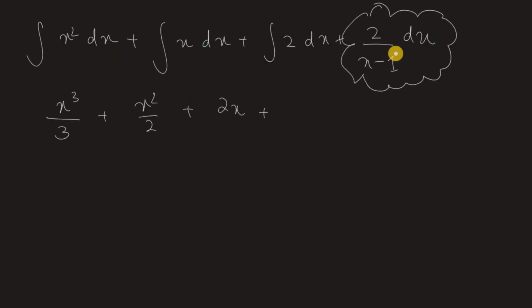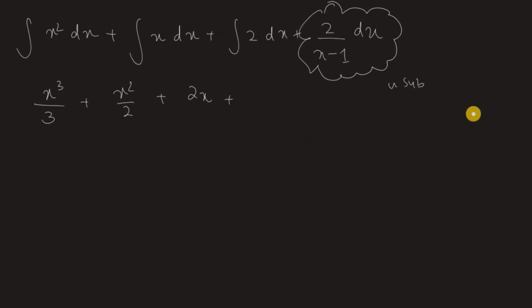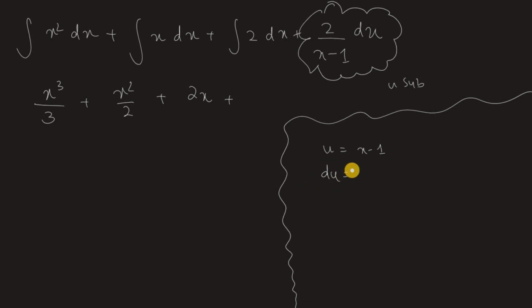Since it's written as a fraction, you need to use u substitution. Okay, u sub. So let me do the u substitution here. Let's make a separate space. Okay, so I can do the u substitution over here. So what's at the bottom is our u, so u equals x minus 1, and then du. What's our du then? du is simply the derivative.